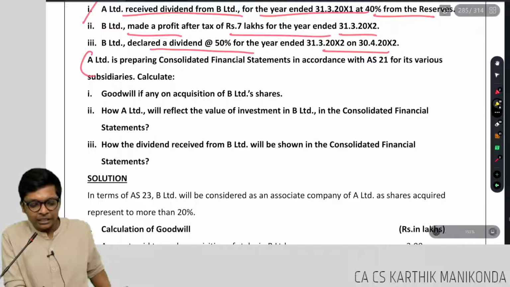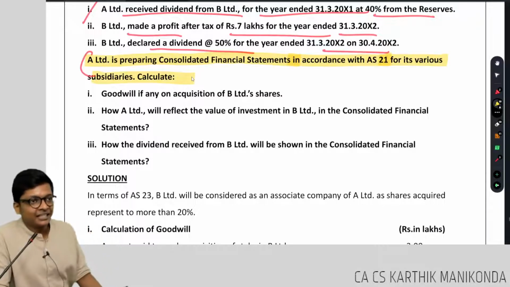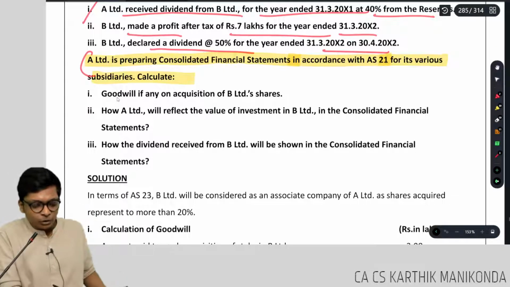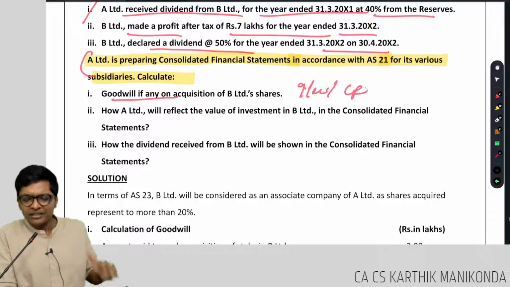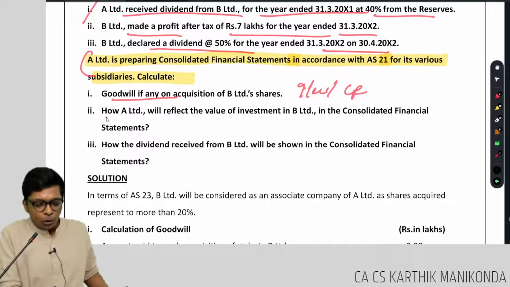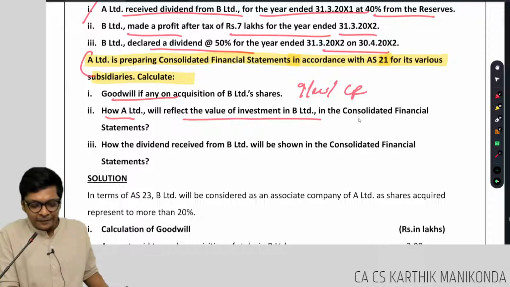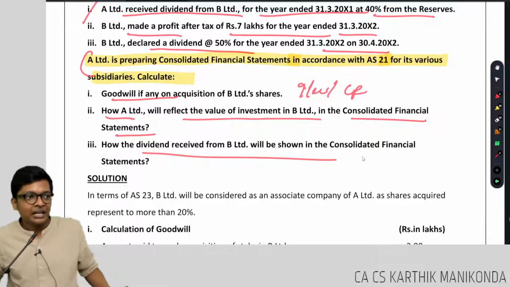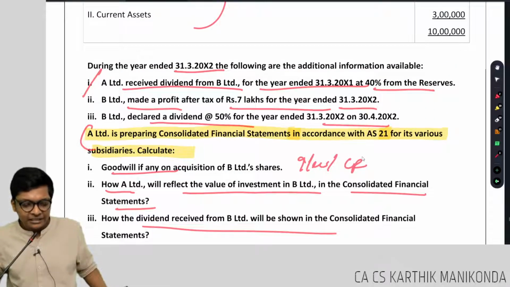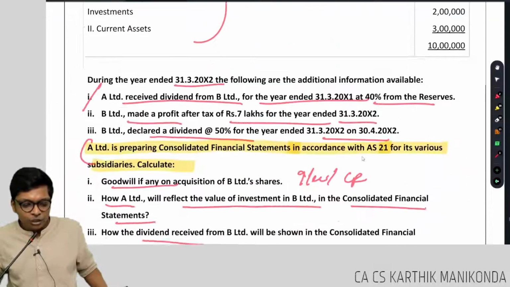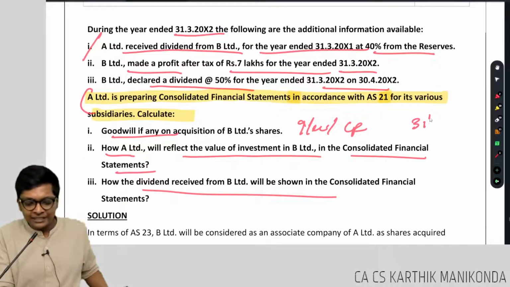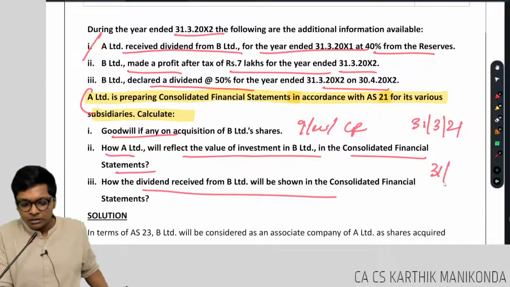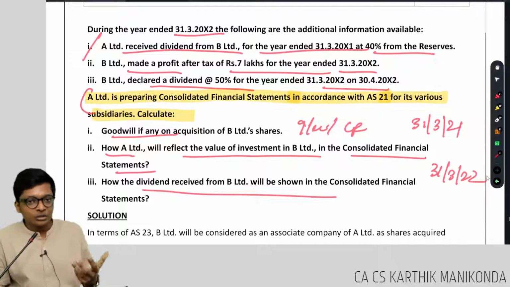A Limited is preparing consolidation financial statements in accordance with AS 21 for its various subsidiaries. That means they are doing consolidation. Calculate 3 things. First, they are asking to calculate goodwill or capital reserve. Second, how A Limited will reflect the value of investment in consolidated financial statements. How dividend will be shown in the consolidated financial statements. In simple, you calculate value of investments on 2 dates, 31st March 21, 31st March 22. Some will get over. That's it.